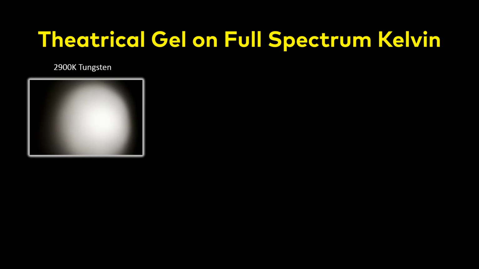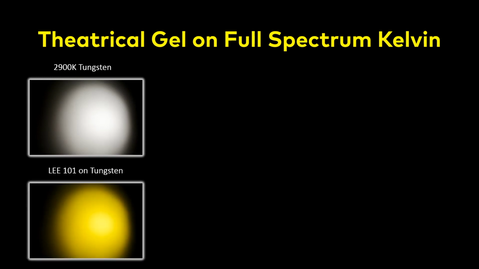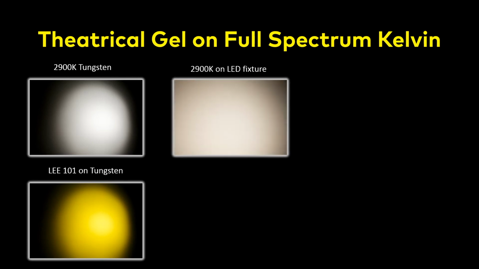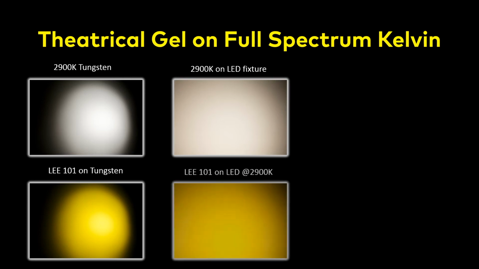They measured a tungsten source, which came in at 2900, and set the camera to 2900. You got a neutral white Kelvin. That's what you would expect. Put a gel on it, looks fine. That's what it looks like on tungsten. Do the same thing with an LED. Dial in 2900 on the LED, 2900 on the camera. White looks like that. Put a gel on it, very close match.